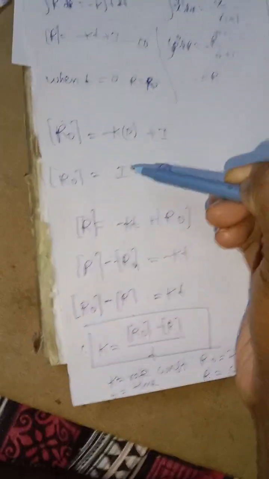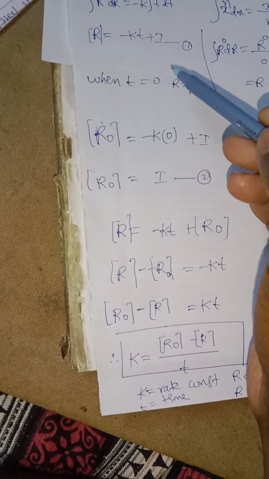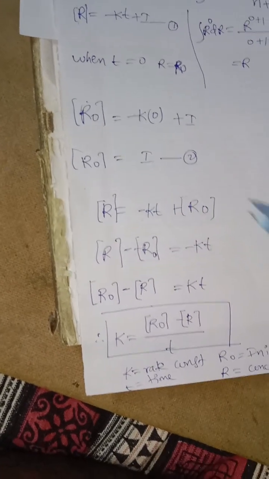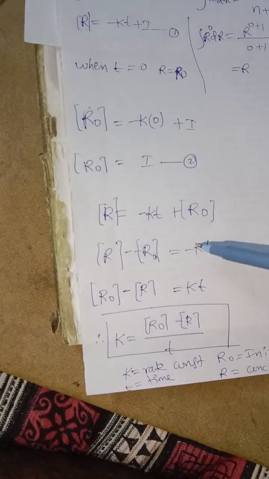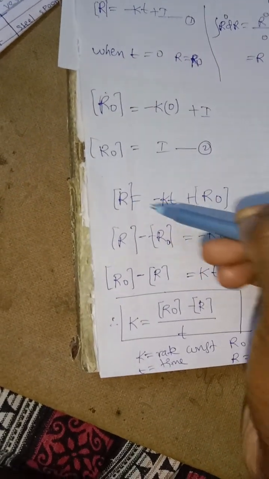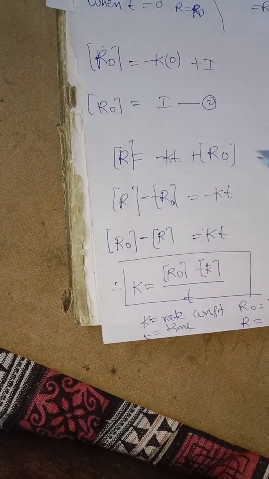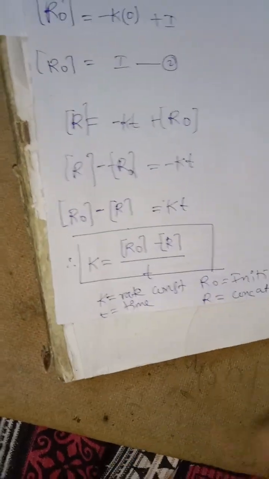Here substitute the I value in this expression. In the place of I, we write R naught: R equals minus kt plus R naught. Transpose R naught to the left hand side, then it becomes minus R naught. In the next step, multiply with minus 1 on both sides. Then transpose t to the left hand side, then t goes into the denominator. This is the integrated rate expression for zero order reactions.